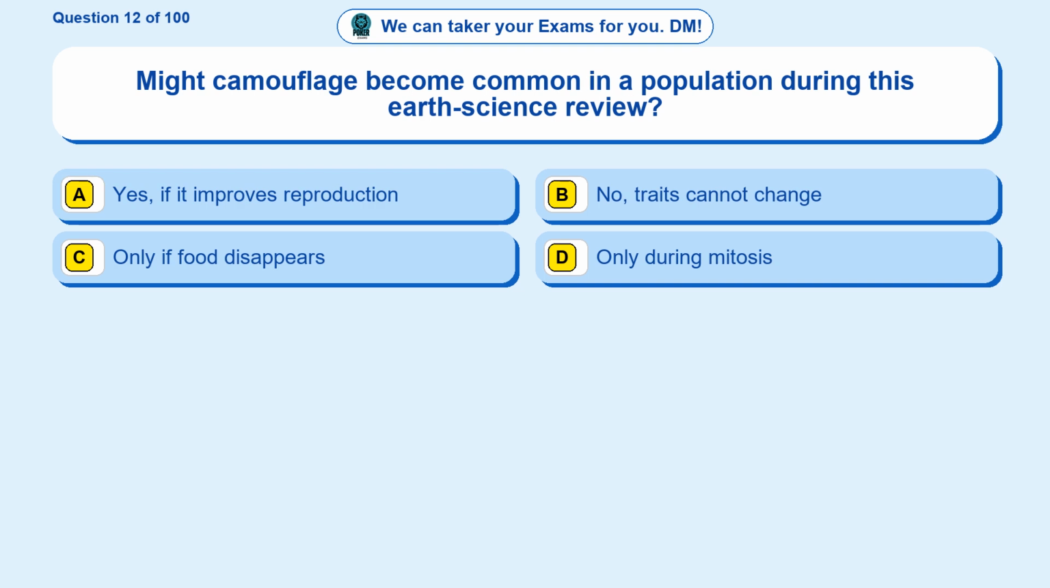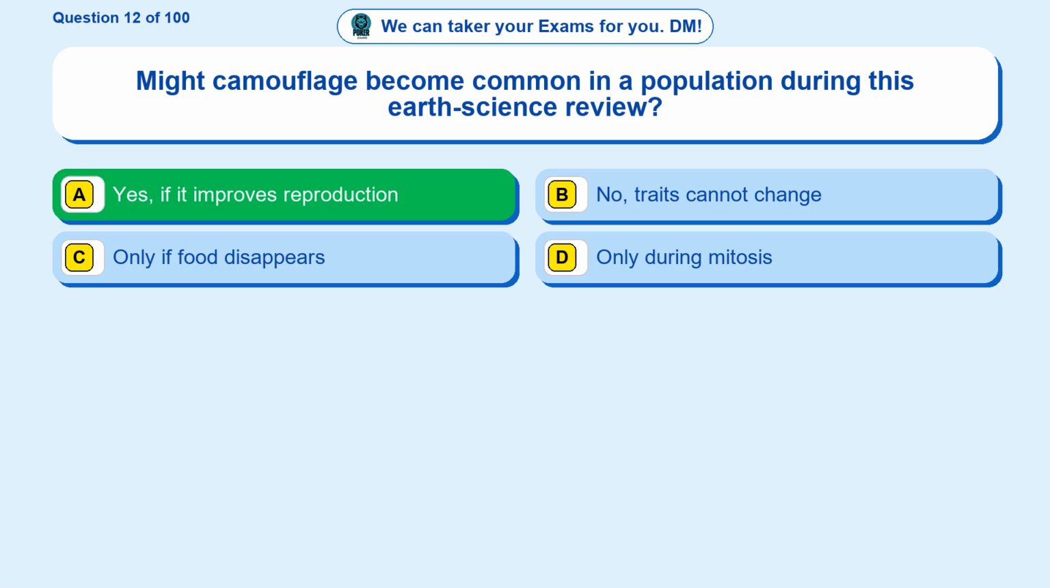Question 12. Might camouflage become common in a population during this Earth Science Review? Option A. Yes, if it improves reproduction. Option B. No, traits cannot change. Option C. Only if food disappears. Option D. Only during mitosis.